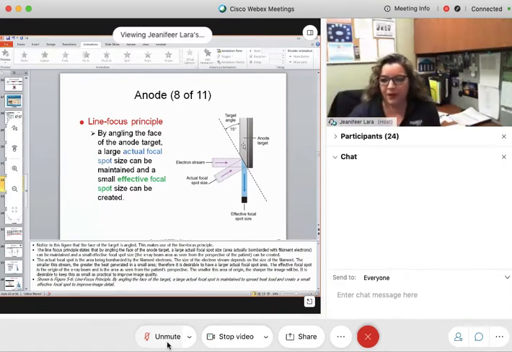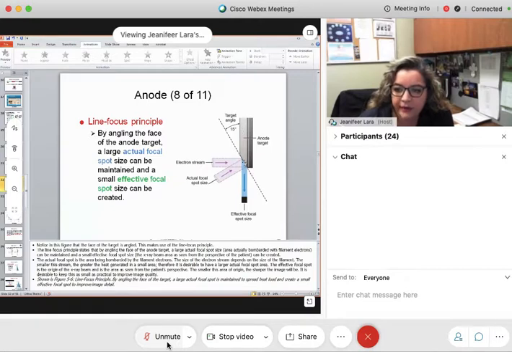Great work. Love it. So here we have our anode target. At the anode target, there is a tilt. The tilt is there for a reason. The line focus principle tells us by angling the anode target, whether it's stationary or rotating, a large actual focal spot size can be maintained and a small effective focal spot size can be created.